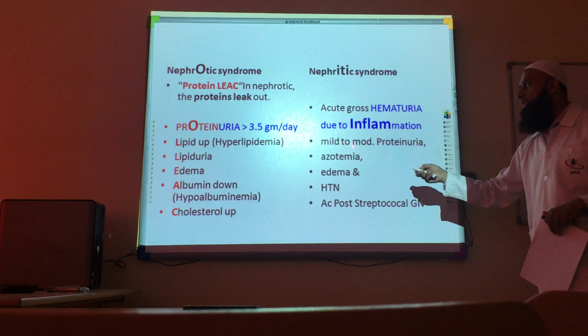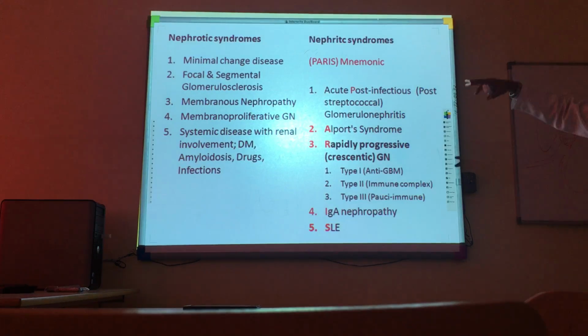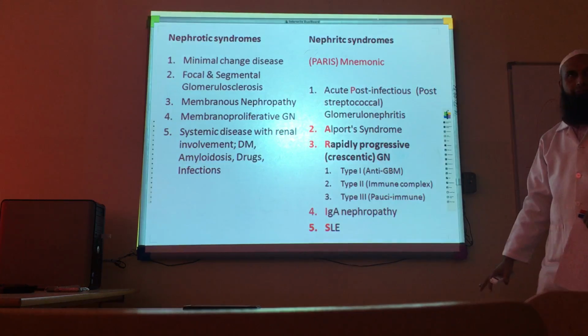So there is this, then mild to moderate proteinuria, azotemia, edema, hypertension, and acute post-streptococcal glomerulonephritis. This is one of the diseases. What are the diseases which can present with nephrotic, and what are the diseases which can present with nephritic?